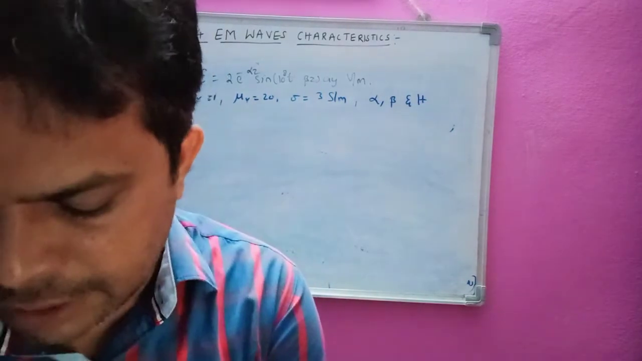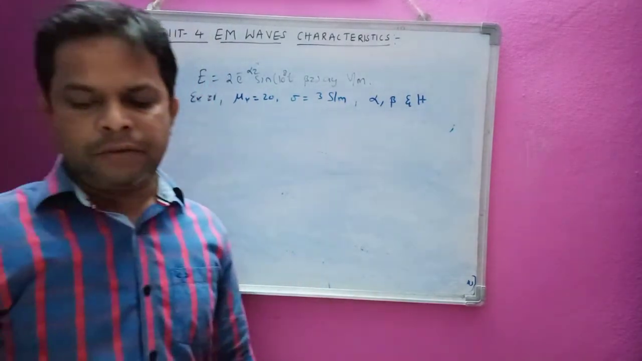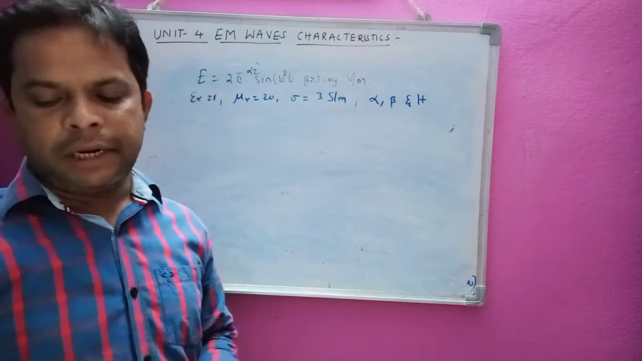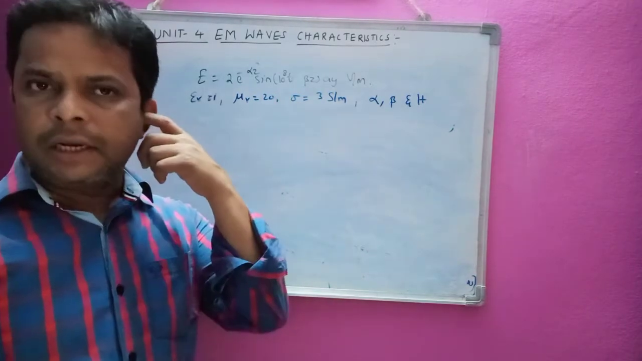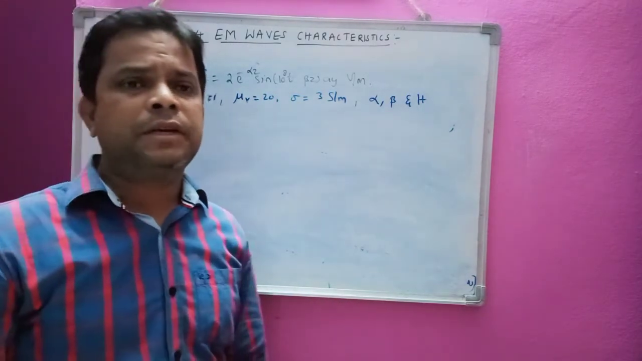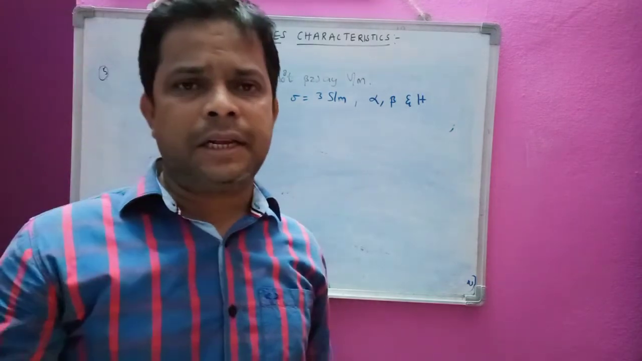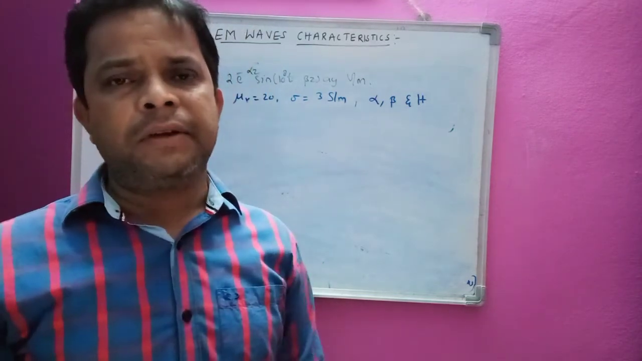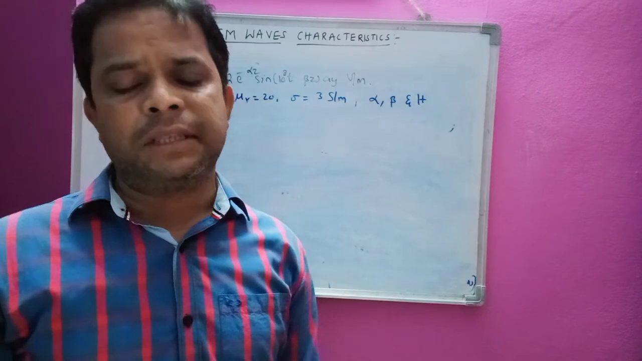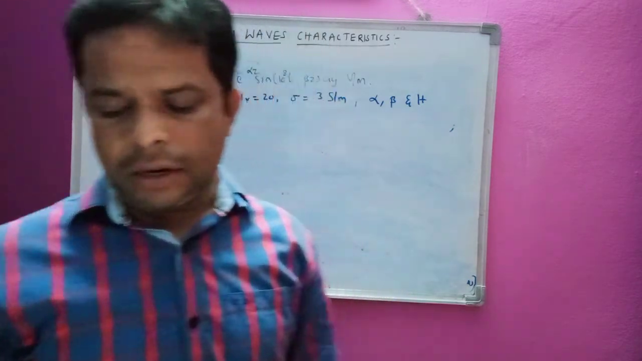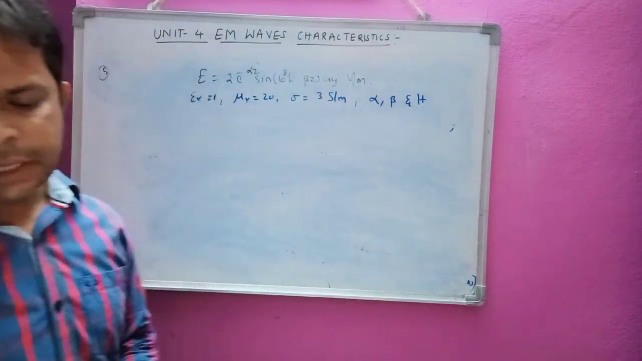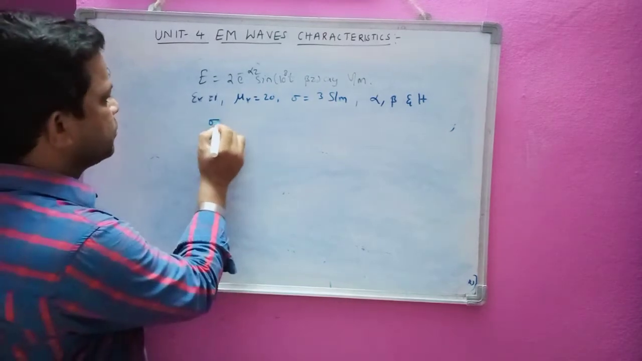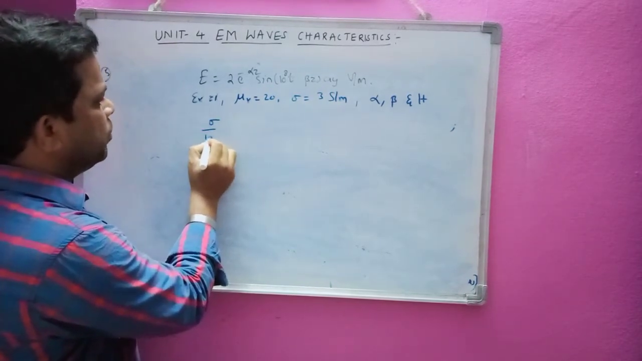In order to calculate that, first we need to check which medium it is. For that, we have to check the value of sigma by omega epsilon, whether it is greater than 1 or less than 1. If it is greater than 1, it is a good conductor. If it is less than 1, it is a lossy dielectric. So let us check sigma by omega epsilon.